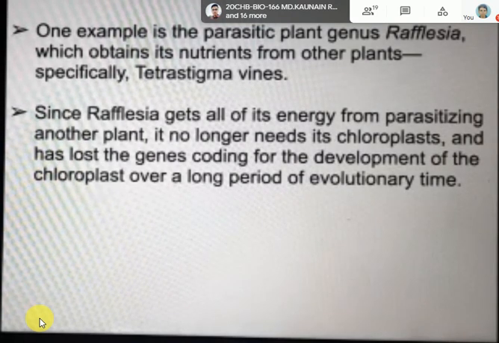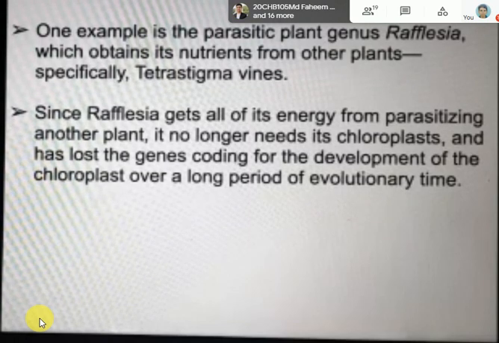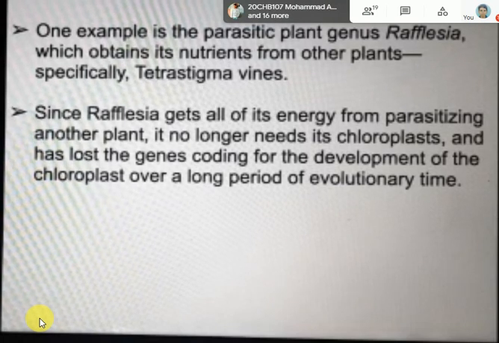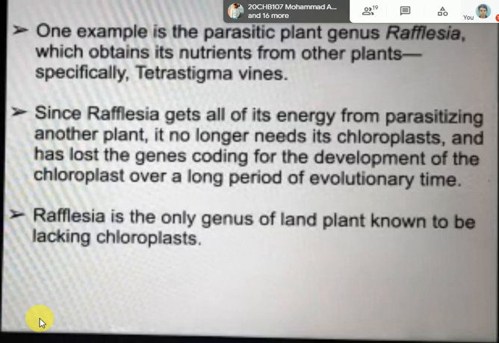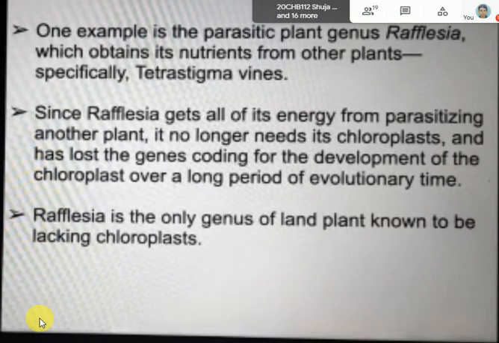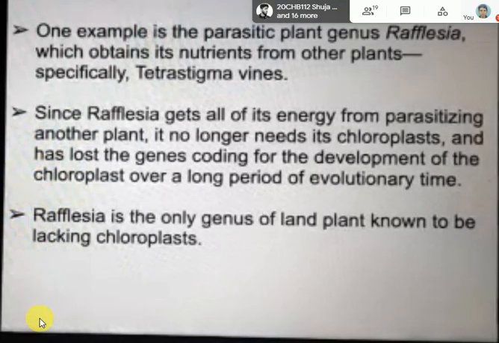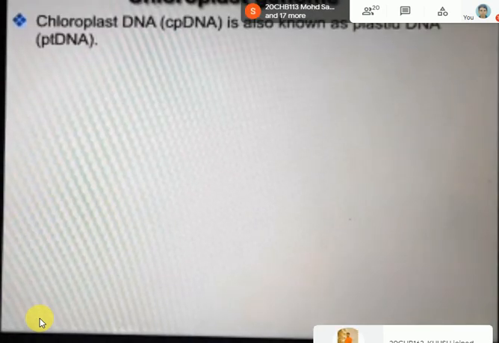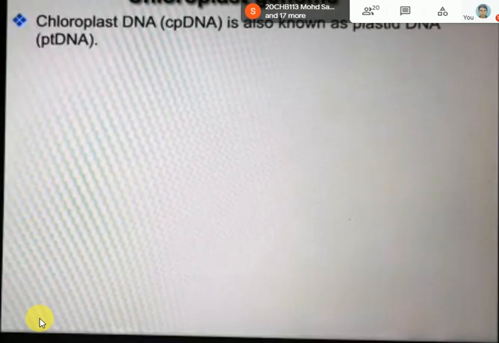If we take the example of Rafflesia, since it gets all of its energy from parasitizing other plants, it no longer needs its chloroplast and has lost the genes coding for the development of the chloroplast over a long period of evolutionary time. Rafflesia is the only genus of land plant lacking the chloroplast. The chloroplast genome is called the cpDNA.